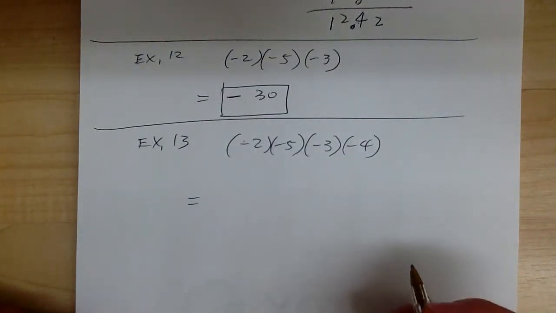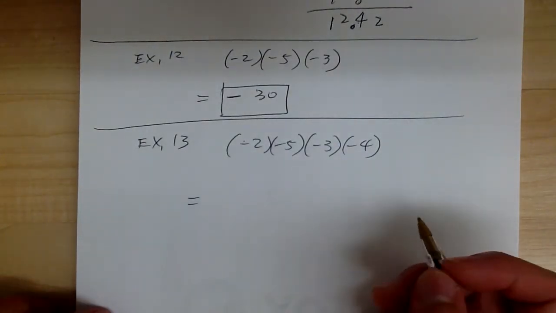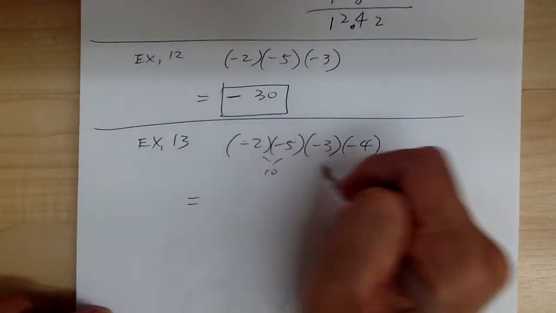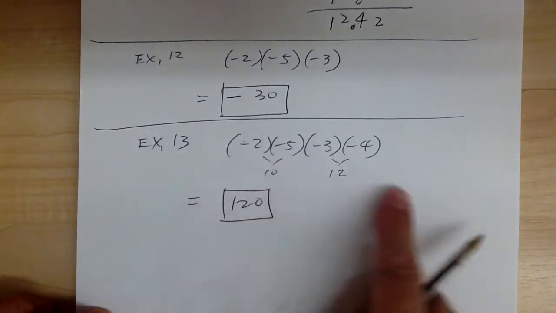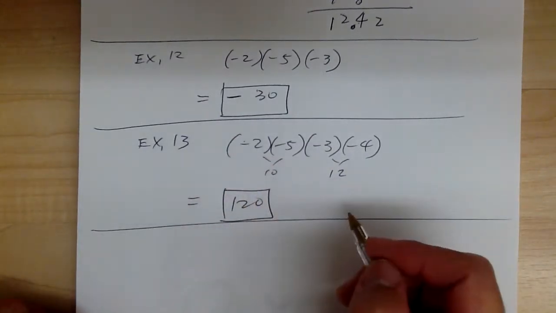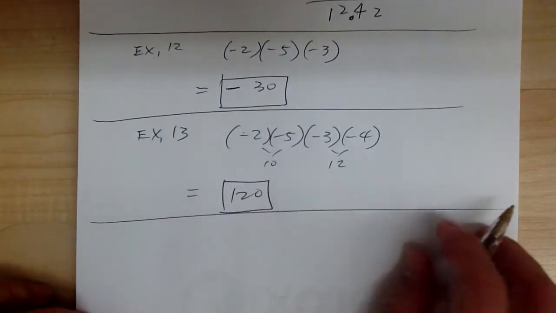So now when you multiply, try to get a 10 whenever you can. Okay? So this will give you 10 and this will give you 12. So the answer will be 120. Okay? So this is very quick. Let's go to example 14.